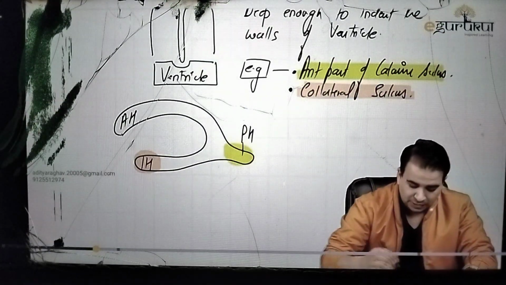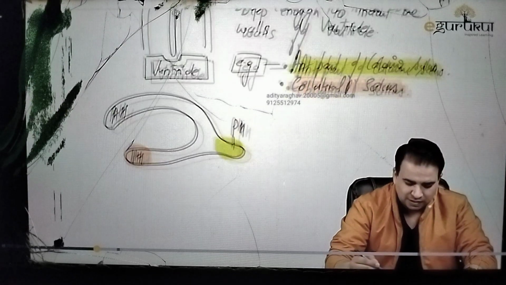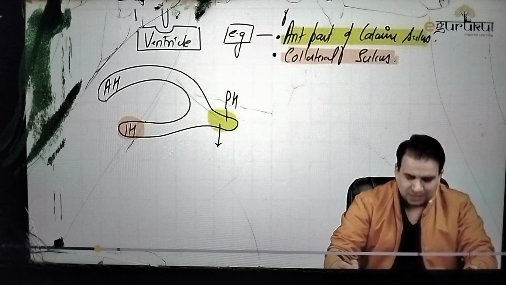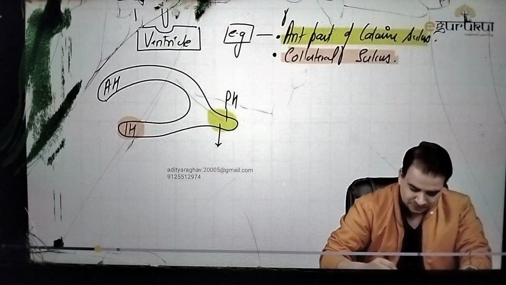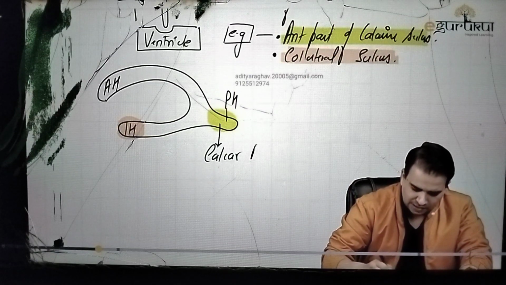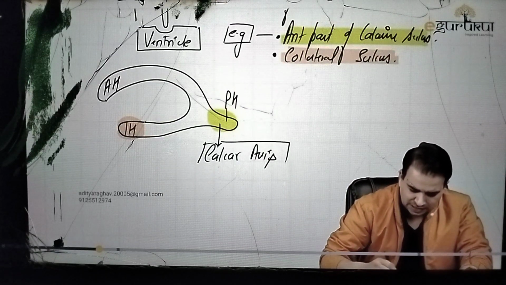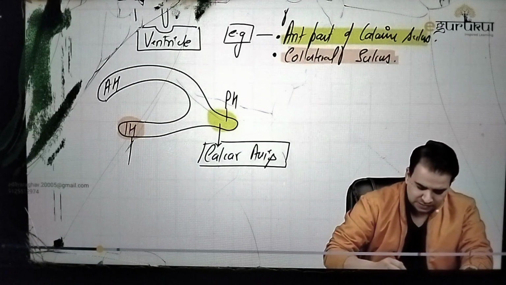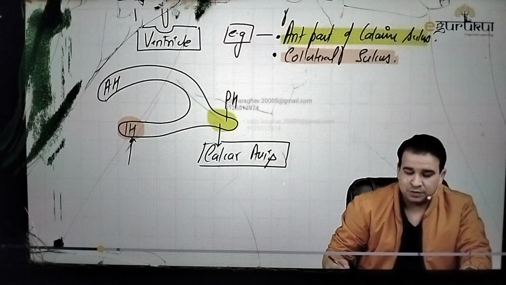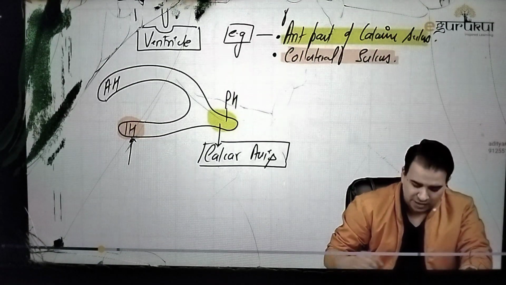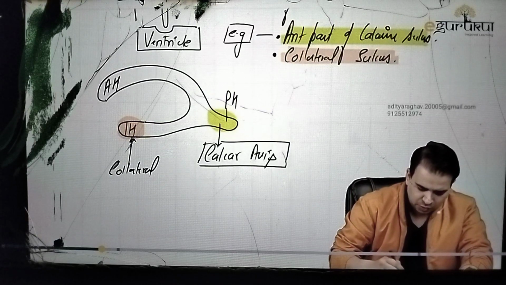And those elevations which are formed here because of these respective sulcus, go with the color here. The anterior part of the calcarine sulcus forms an elevation on the posterior horn, and that elevation is called the calcar avis. Whereas the elevation formed on the inferior horn of this lateral ventricle, because of the collateral sulcus, is called the collateral eminence.